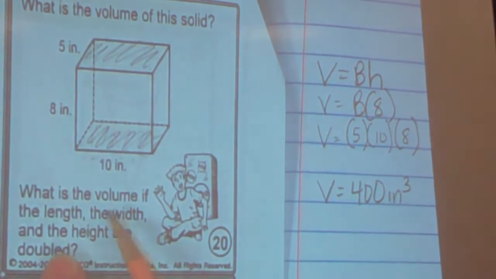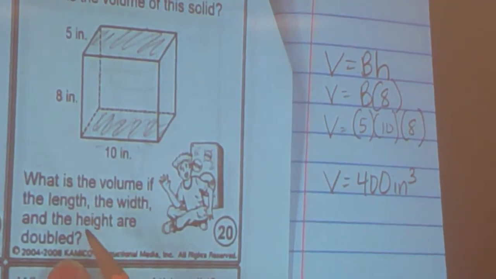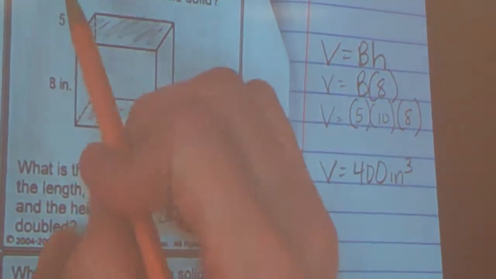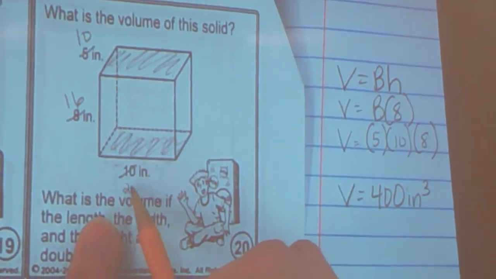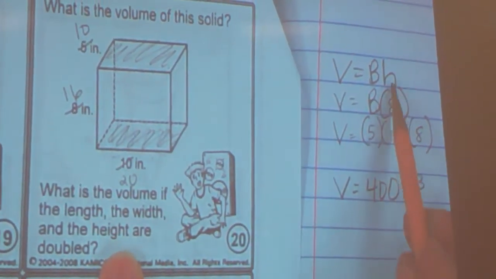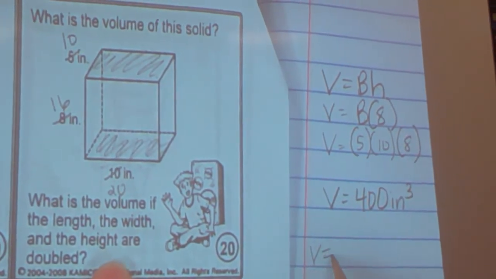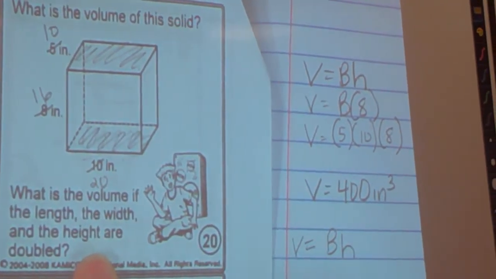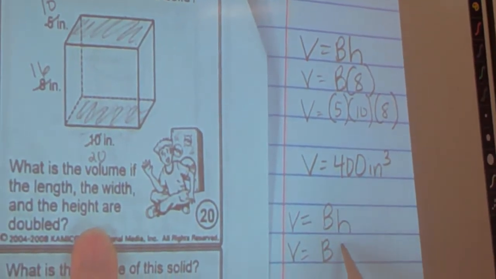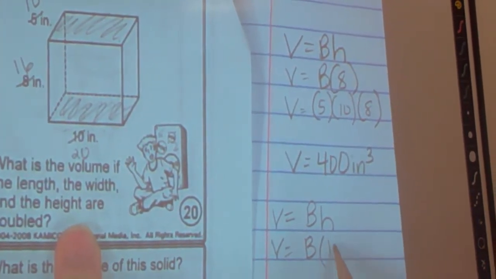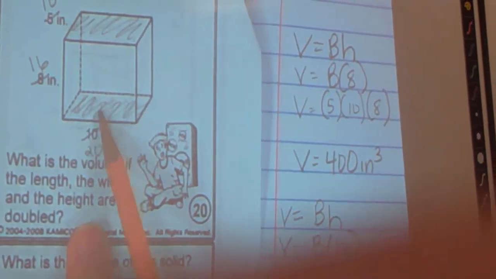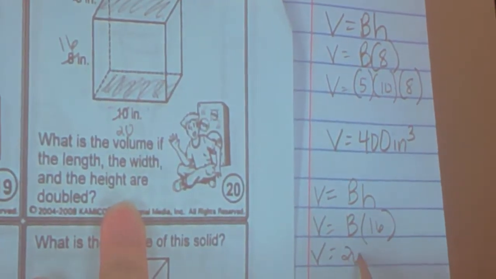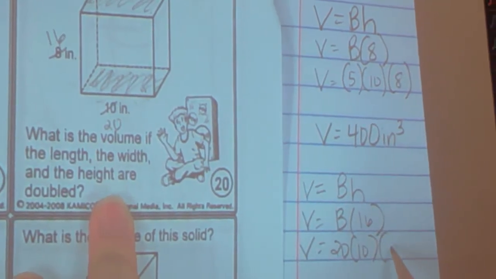What is the volume if the length, the width, and the height are doubled? So we need to go back to our original numbers, and we need to double them. So this would be 10, this would be 16, and this would be 20. Same idea goes. It's going to be the same formula. We're going to fill in our height because it's given to us. Doesn't require additional work. It's going to be 16 this time. And then to find the area of our base is the same, length times width. So we put in 20 times 10 and then times 16.